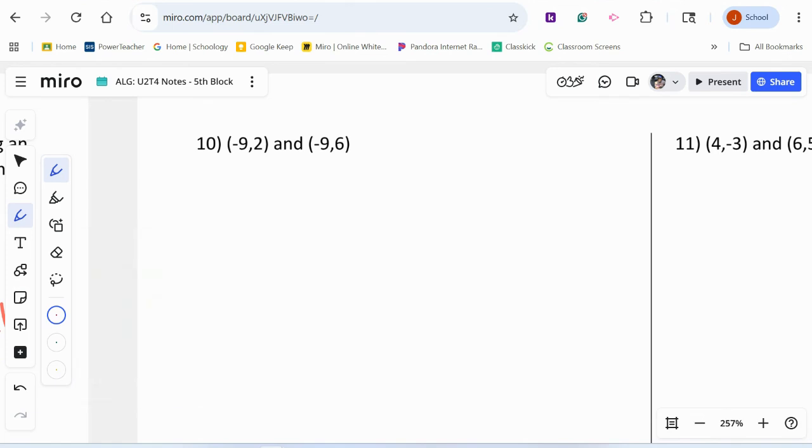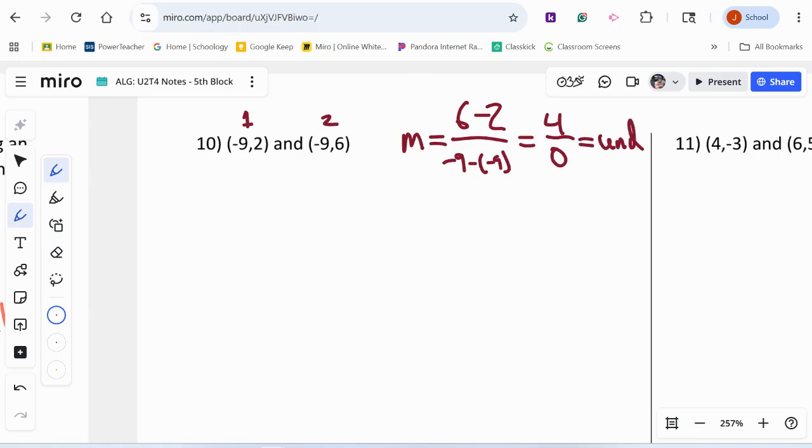We're not given the slope here, guys. So here's the deal. We need to know what the slope is. But the good news is we have two ordered pairs. Here's my first ordered pair. Here's my second ordered pair. So y2 minus y1, 6 minus 2, -9 minus -9 gives me 4 over 0. And oh no, anything divided by 0 is undefined. So since slope is undefined, this literally is just like number 5, guys. That is a vertical situation.